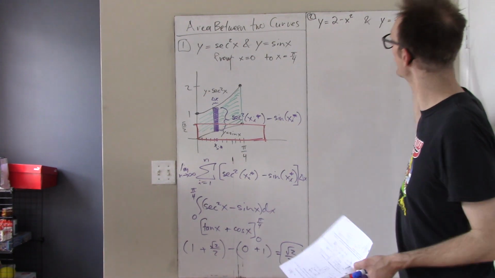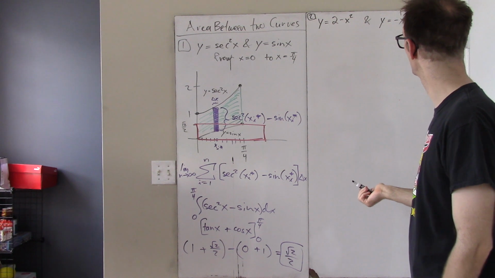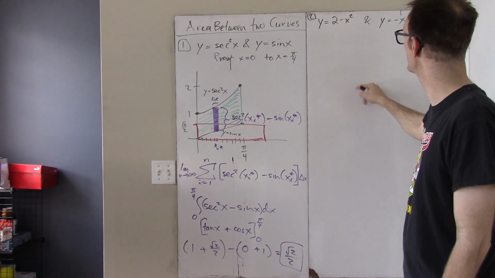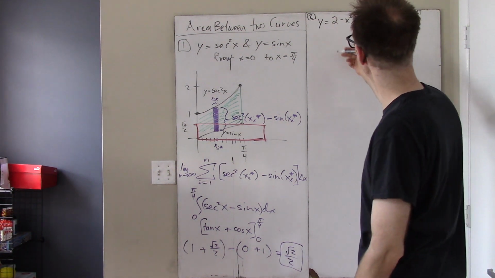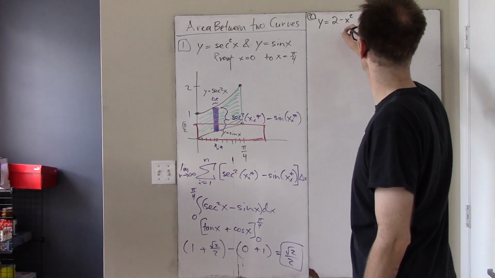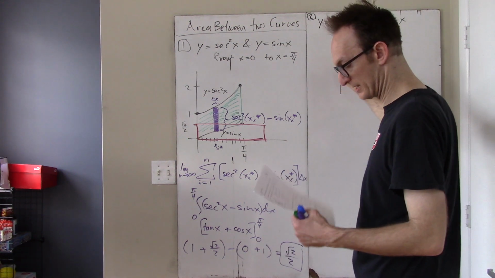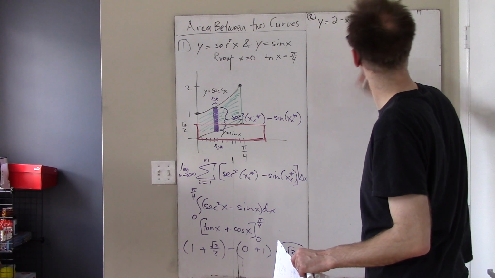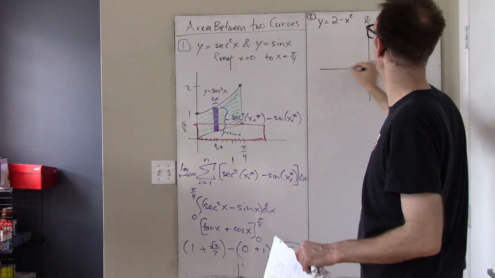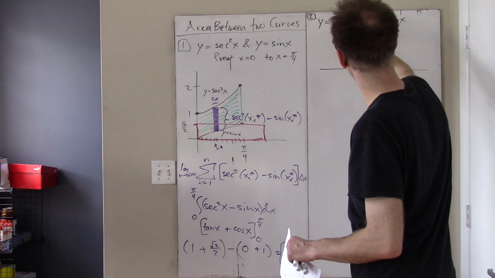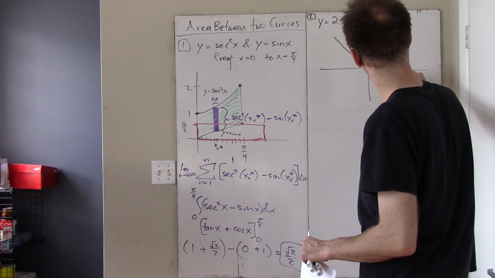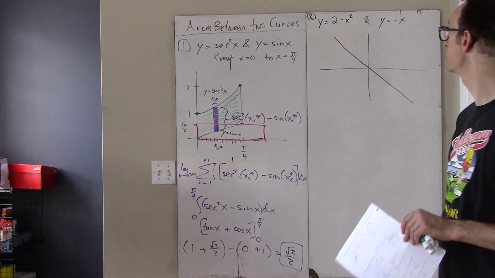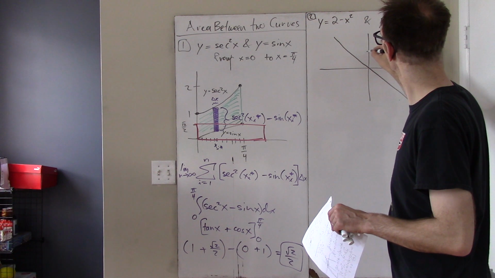What does this look like? Well, I need to do a couple things. I need to graph these things. So if I try to do that, what do I get? Let's try to make an accurate picture. Well, y equals negative x, of course, looks like this. And what does 2 minus x squared look like? Well, it looks like this.